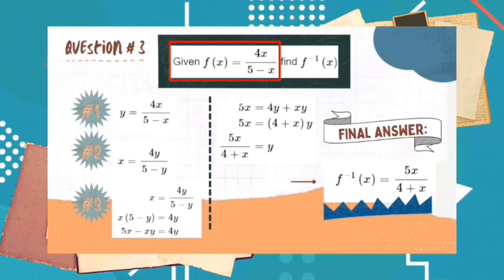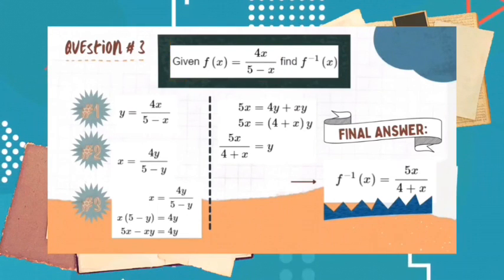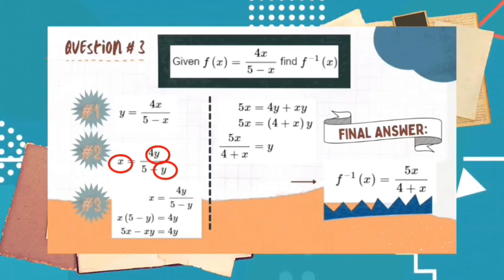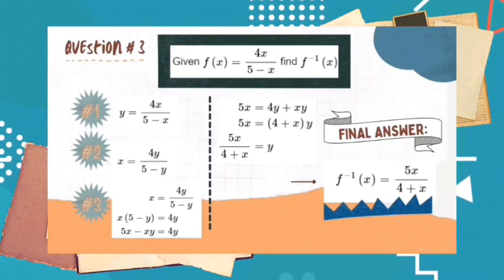Question number 3. We have the given f of x equals 4x over 5 minus x. Find the inverse of f. Rewrite f of x as y. Replace all x with y and vice versa. Now let's solve for y.